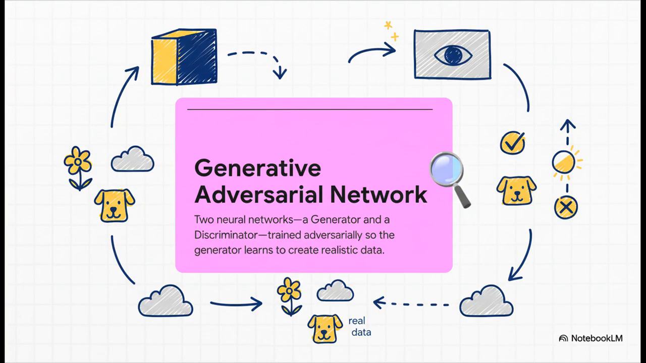Well, at its core, a GAN is made of two neural networks that are basically rivals. You've got the generator, and its whole job is to create stuff. Then you have the discriminator, and its job is to judge that stuff. They're adversarial because they're working against each other, and it's that very conflict that forces them both to get ridiculously good at what they do.